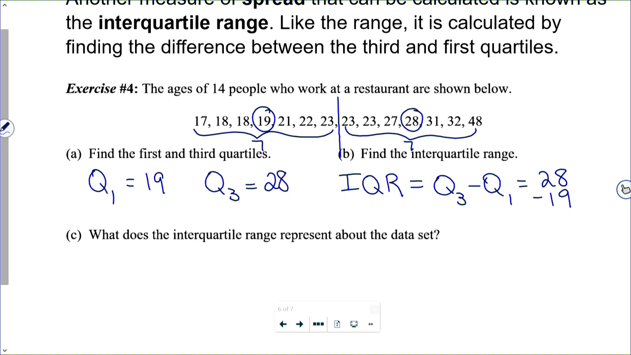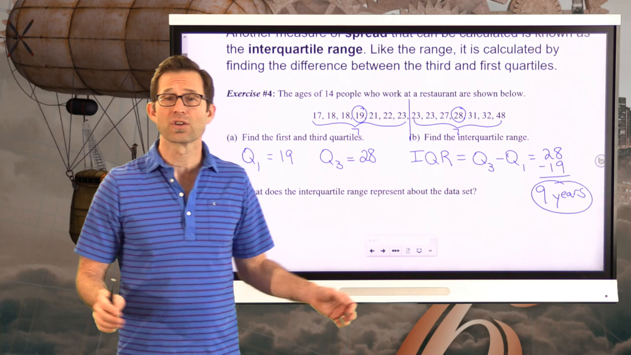And that's actually 9 years, right? Because these are all ages. So the interquartile range is 9 years. Think about what the actual range is. The range would be 48 minus 17. That would be 31 years, right?